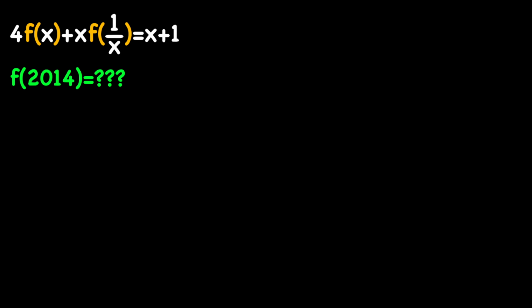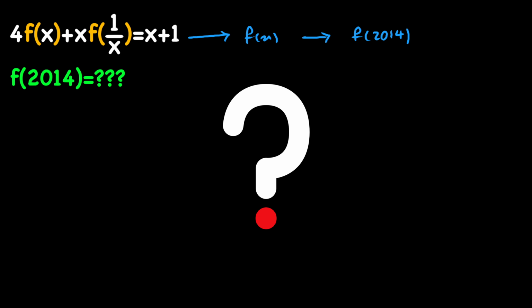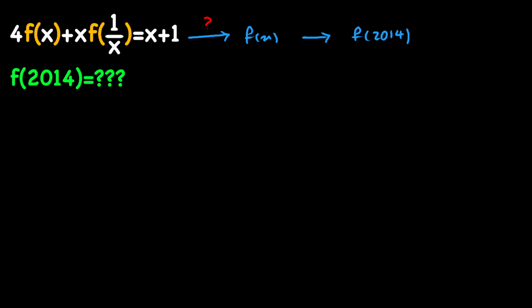So here's what I'm going to do. I'm going to use this equation and solve it for f of x. Then I'm going to use f of x to find f of 2014. Simple, right? But the major question is, how can I solve this equation for f of x? Well, I will show you how to do that.